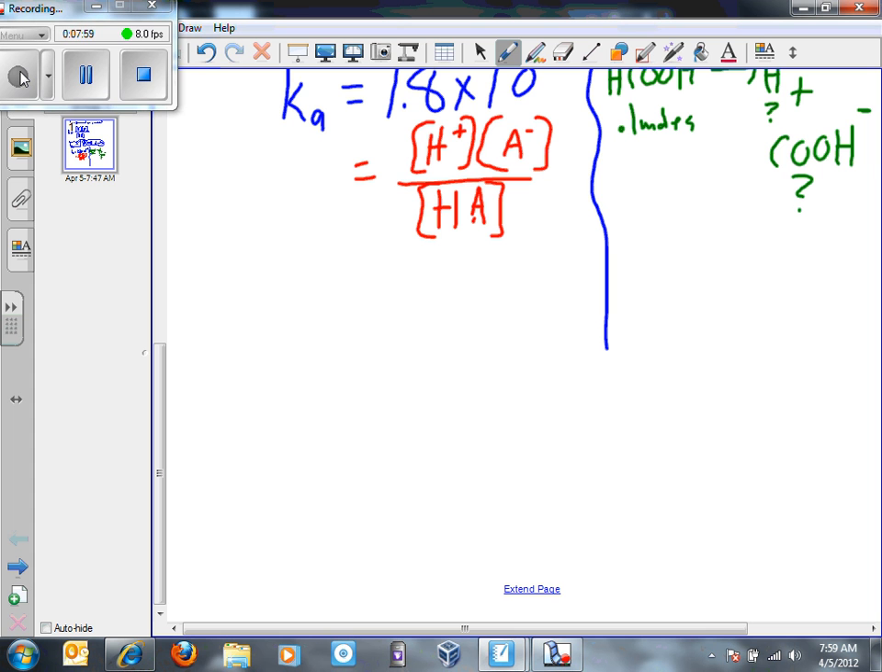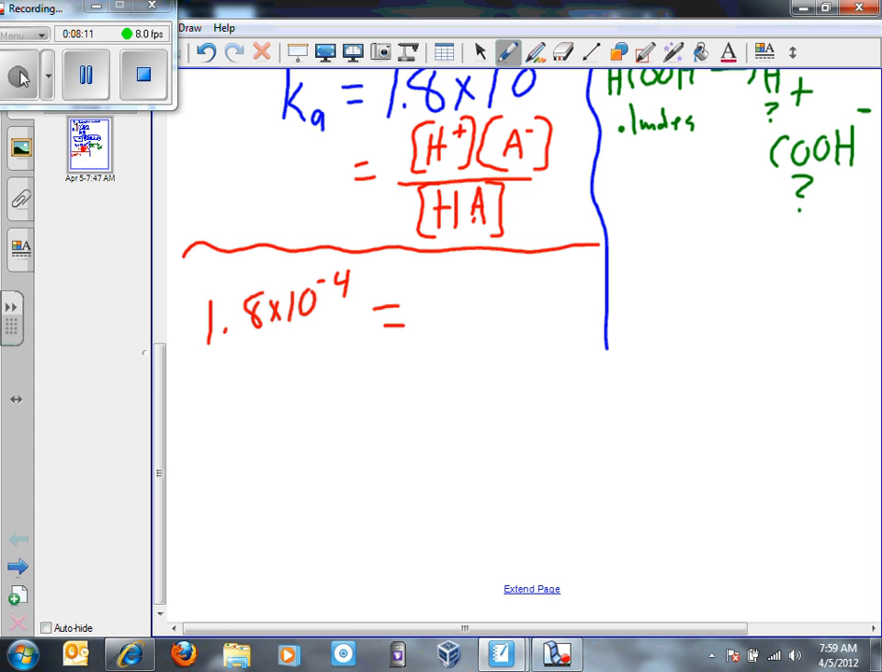And we can say that 1.8 times 10 to the negative 4th is equal to, now we don't know what these numbers are, but what we do know is they are the same number. So we can just put in a variable of x here. X times x then equals x squared, divided by 0.1 moles per liter of our acid.